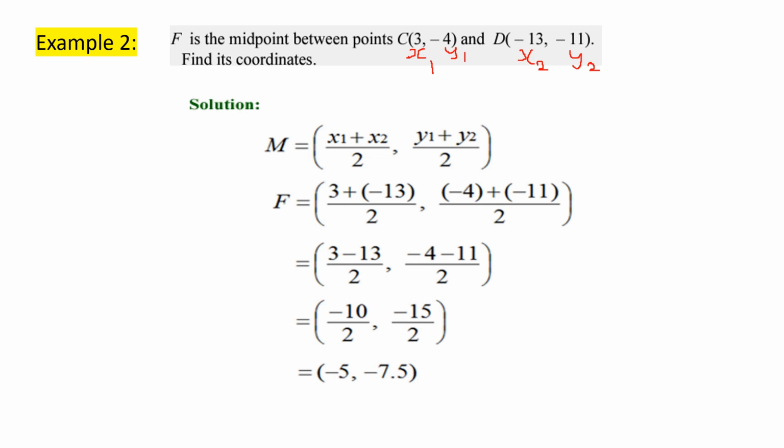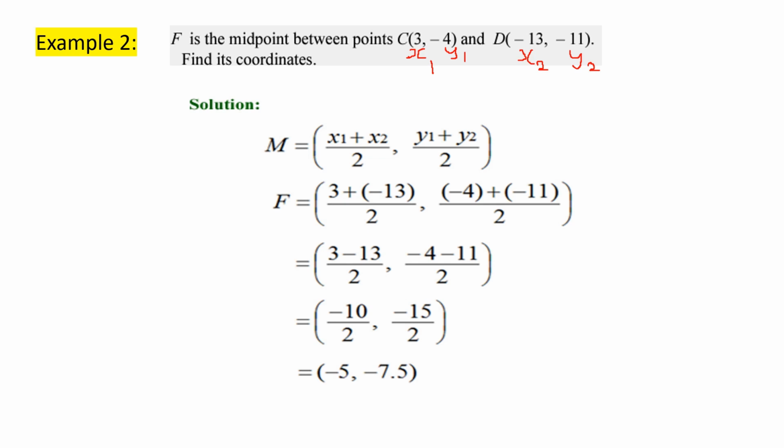What is the rule? (x1 + x2)/2, (y1 + y2)/2. And here we are talking about the point, so that's why we have to keep it in an ordered pair. So replace the values. x1 is 3, x2 is negative 13, divided by 2, y1 is negative 4, and y2 is negative 11, divided by 2.